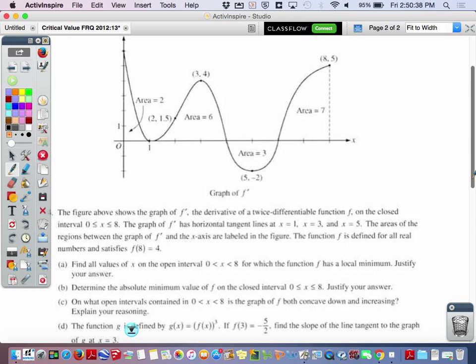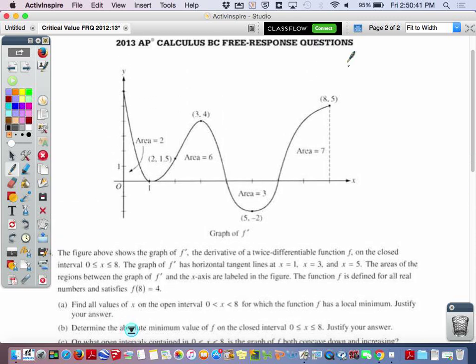Explain your reasoning. Okay, so if f is concave down, that means that f double prime of x is less than 0. The same way that we can say f double prime of x is less than 0, we can say that f prime of x is decreasing. Both of these indicate concave down.